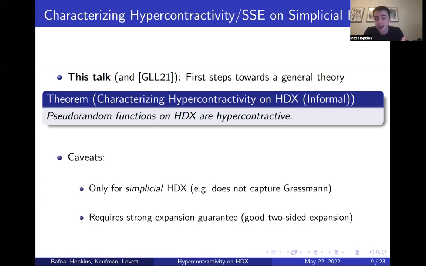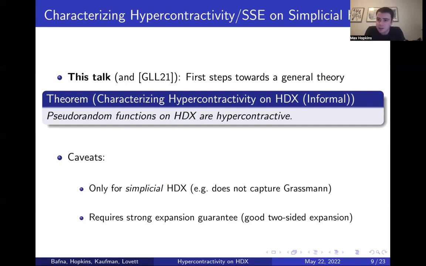Okay, why are we not done? I told you in the last slide that HDX capture everything we know. So why are we not already done? Well, there are a number of caveats that come with this result. In particular, probably the most significant one is that we only prove it for a special subset of HDX that are simplicial.